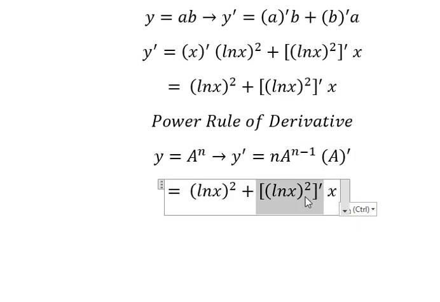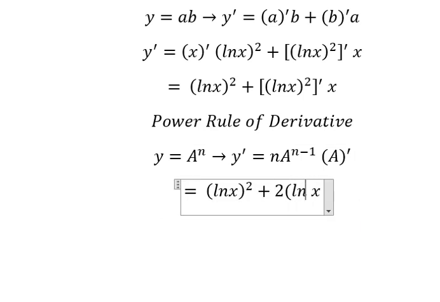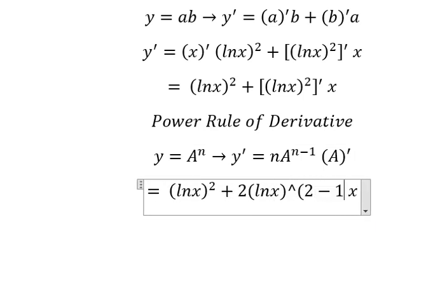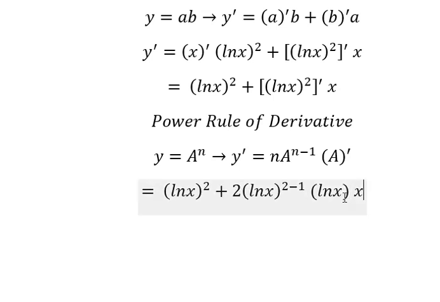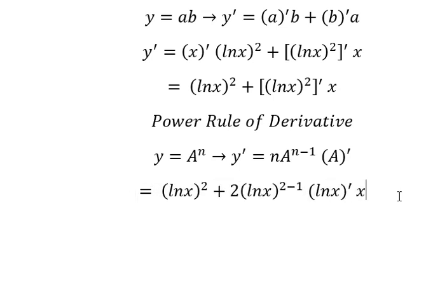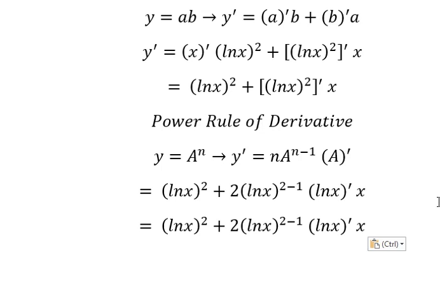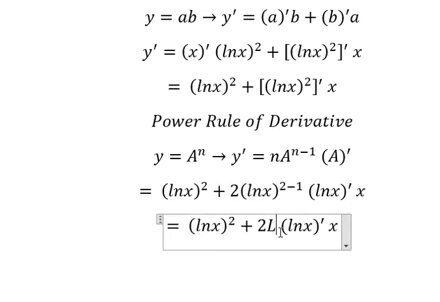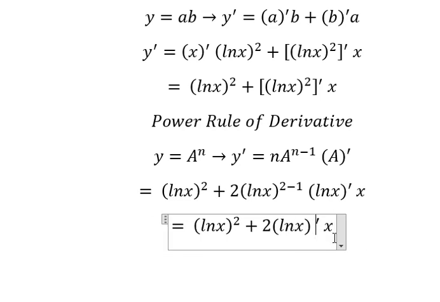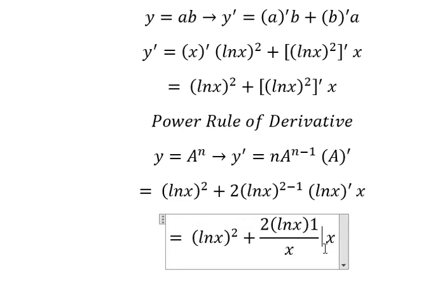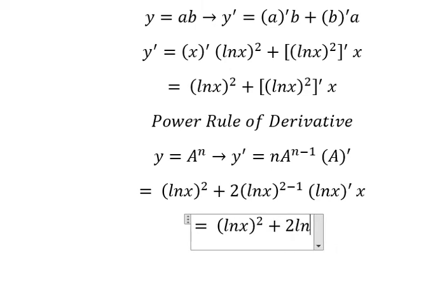So this one you get 2 ln s to the power of 2 minus 1. Later we do the first derivative of ln s. So number 2 minus 1, you get 1. So we can write ln s. The first derivative of ln s, you get 1 over s. So 1 over s simplified by s, you get 2 ln s.